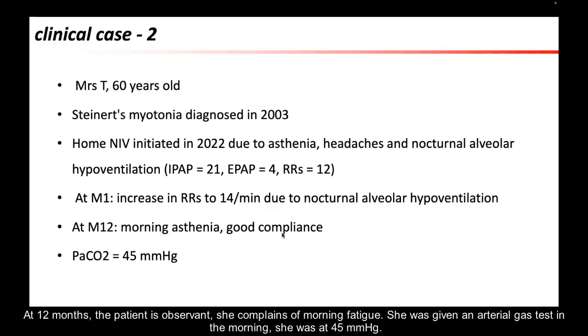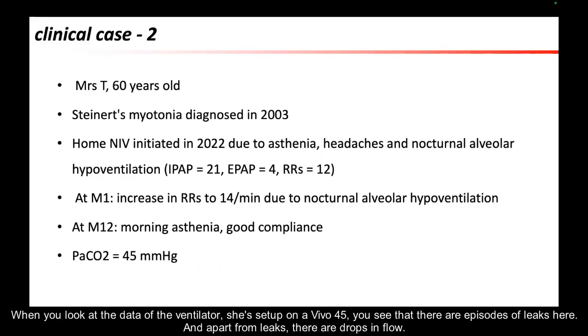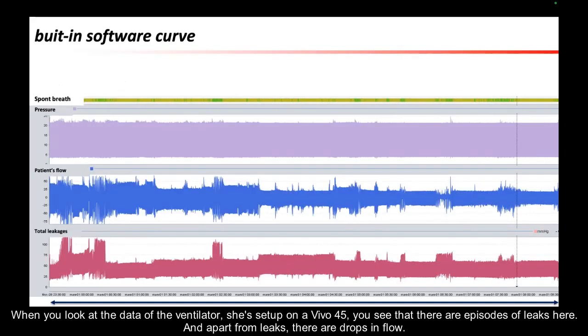She complains of morning fatigue. She was given an arterial gas test in the morning. She was at 45 millimeters of mercury. When you look at the data of the ventilator, she's set up on a Vivo 45. You see that there are episodes of leaks here. And apart from leaks, there are drops in flow.